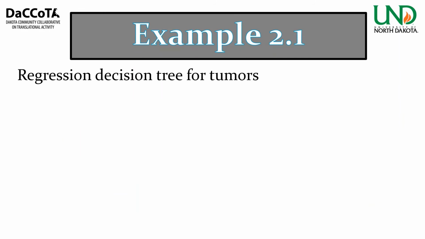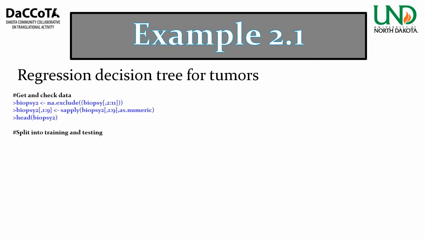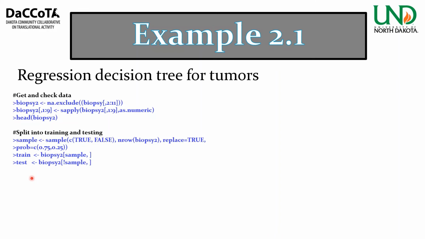Right, let's try a second example. Now doing a regression decision tree for these tumors. So again, check the data, really going to be the same as what we did before. We're going to split into training and testing rather than the training, testing, and validation. So I'm just going to do this sample setup and then probability. So I'm going to have 75% in the training and 25% in the testing. So again, train and test. That's all we need to do here.